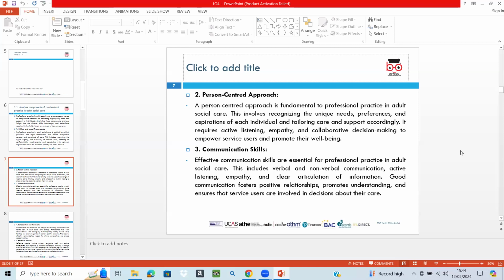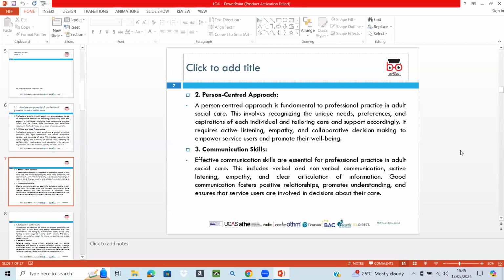Just for example, we can imagine a service user in a care setting who has specific cultural and dietary preferences due to religious beliefs. For example, if a service user is a Muslim or someone following a strict vegetarian or vegan diet, a practitioner applying a person-centered approach would take the time to understand and respect these preferences, ensuring that the individual's care plan accommodates their cultural and dietary requirements.